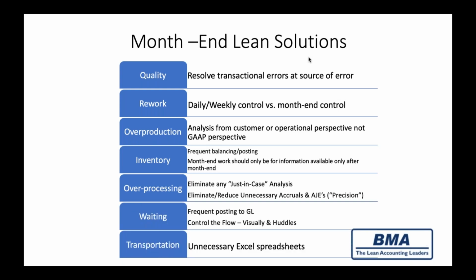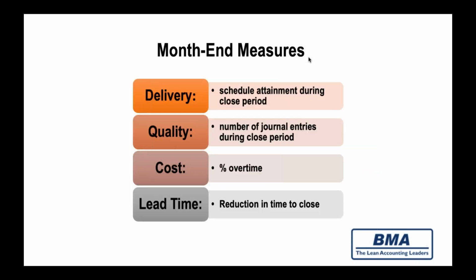We also want to frequently post to the general ledger, especially when it comes in from different systems. And we have to look at all the spreadsheets we use and understand whether we can eliminate some of these spreadsheets. What should we measure? Month end. Well, we want to measure the schedule attainment during the close period. So whatever time frame you want to close, you have to decide how frequently do we need to measure whether we're attaining the schedule. I would say a minimum would be daily, but should we do it more frequently?